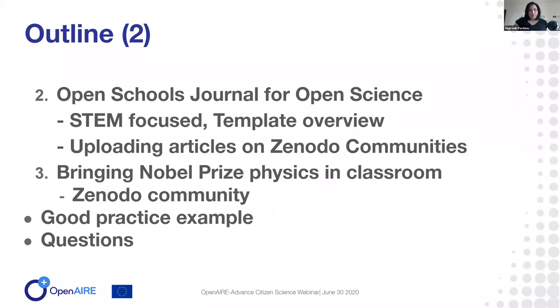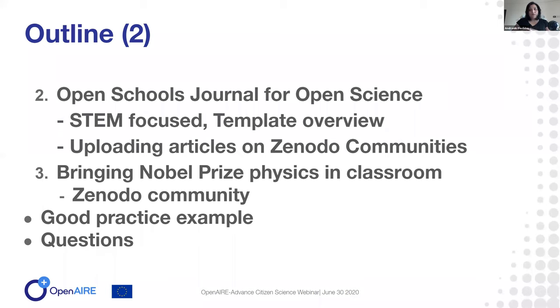The second activity is the Open Schools Journal for Open Science. This is a brand new, fresh and modern journal for students, and that with the help of their teachers, they submit articles. Evgenia will present this in detail. And then you see again how Zenodo is connected with all that, Zenodo by OpenAIRE.